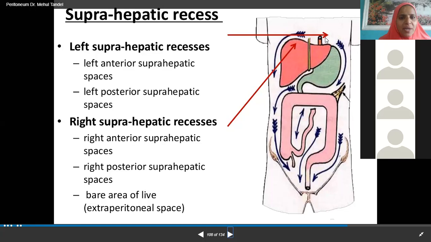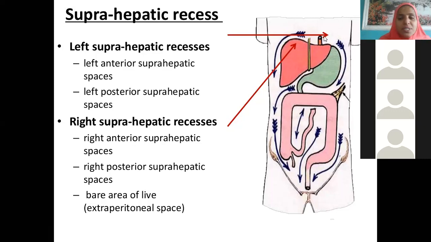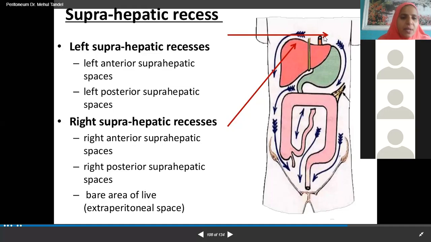Left anterior suprahepatic space. Here, when you do dissection and try to insert your hand, it will go just below the diaphragm. You can see that space. Then this area is towards the right side. That is the right suprahepatic recess.